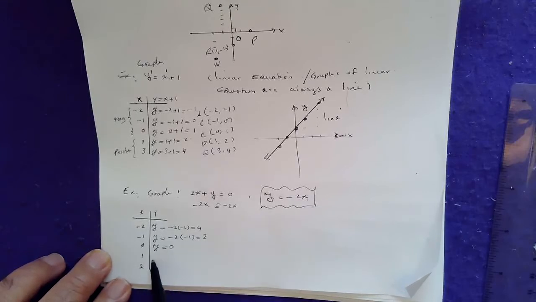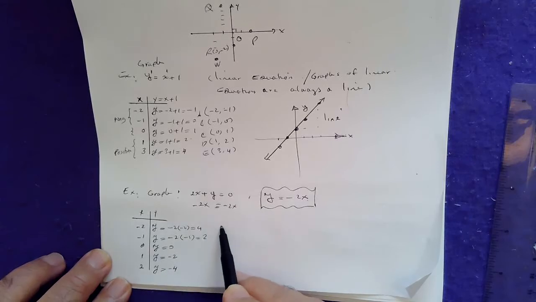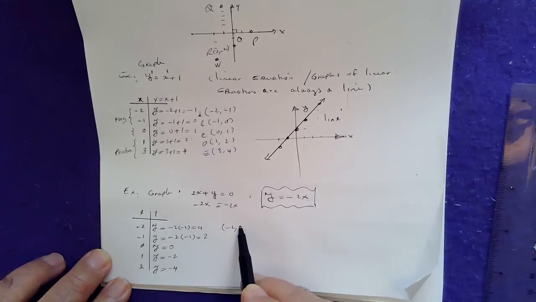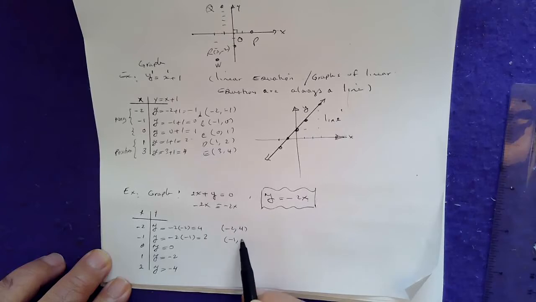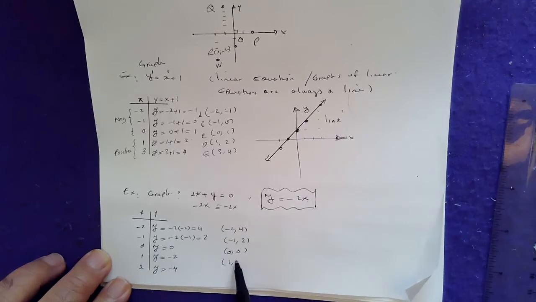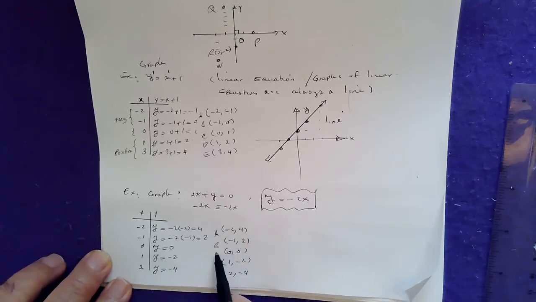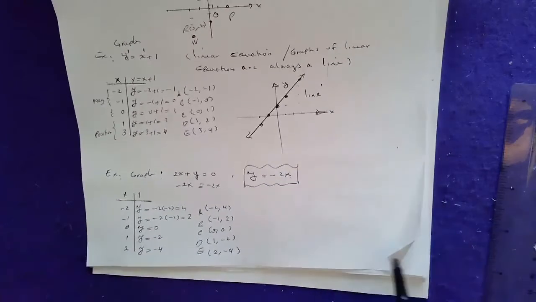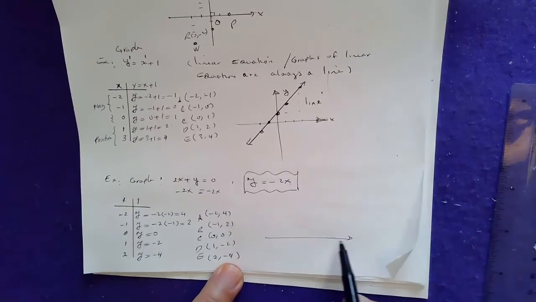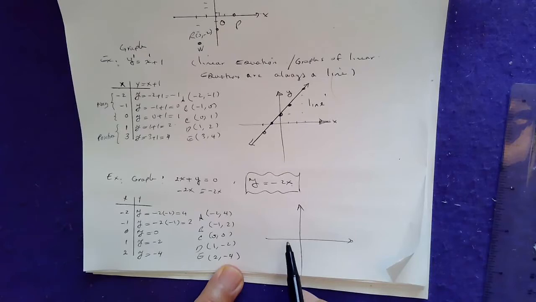So this would be 0. This would be negative 2. And this would be negative 4. So my ordered pairs are negative 2, 4; negative 1, 2; 0, 0; 1, negative 2; and 2, negative 4. These are my 5 points, A, B, C, D, E, which I'm supposed to plot on an x and y axis. So let's do this.